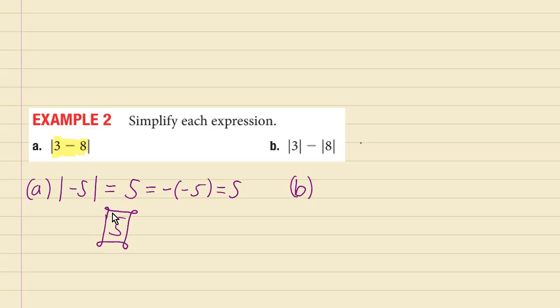For part B here, the absolute value of 3, this whole thing here, that's just going to be the distance from 3 to 0 on a number line, which is 3. And then the absolute value of 8 is just 8, so you get 3 minus 8. And then after you do that absolute value, you can subtract them and you get negative 5. So we see that these are not actually the same thing, even though they kind of look like it.